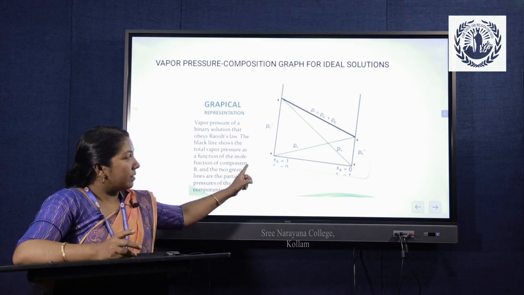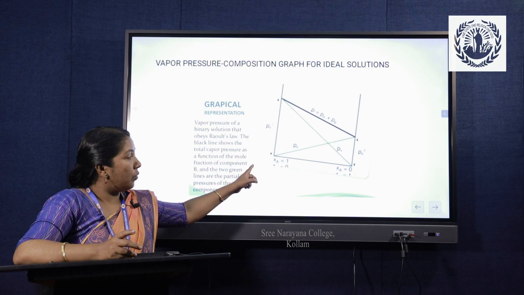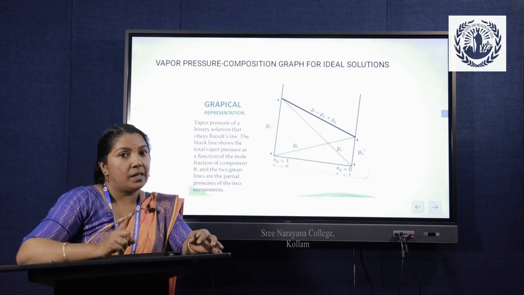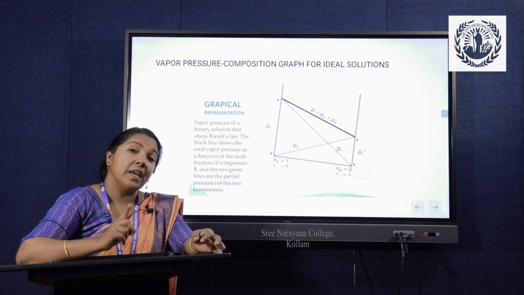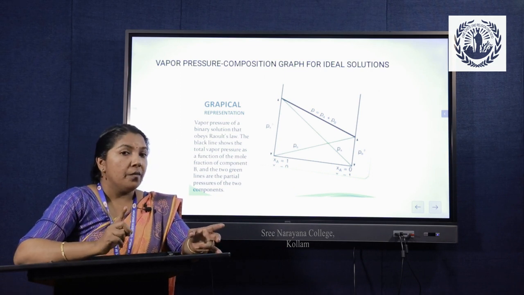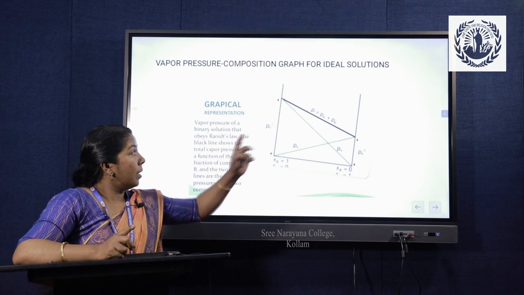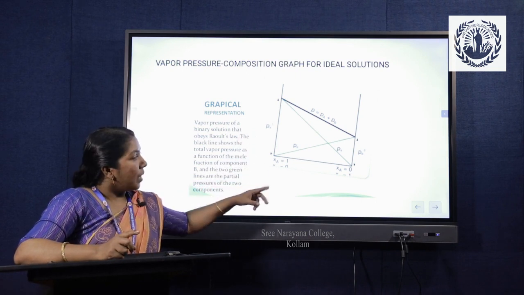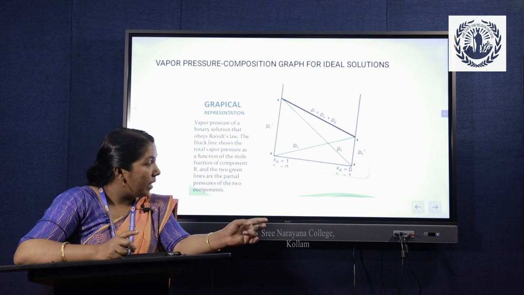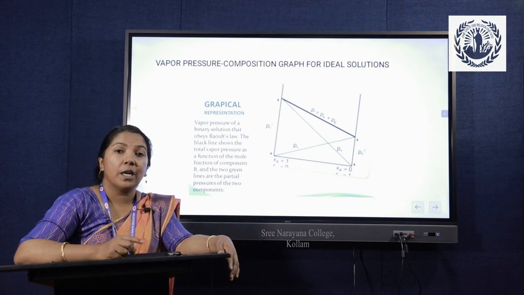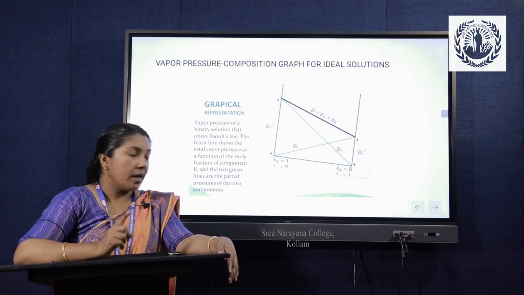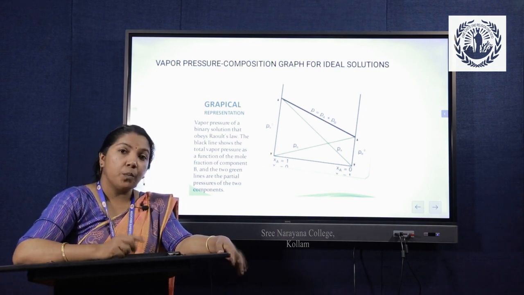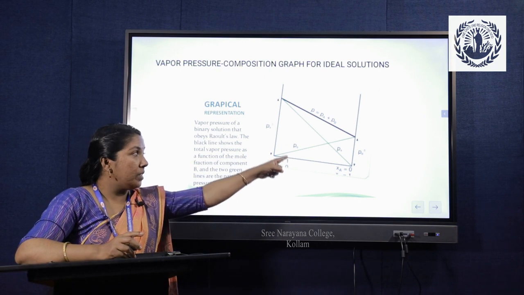Here on the x-axis, we have given xA equal to 1 and xB equal to 0. That means only one component is present at the left hand corner, that is, only A is present. So the vapor pressure corresponds to P0A, that means the vapor pressure of the pure component. On the right hand side, we have written that xA equal to 0 and xB equal to 1. That means only one component is present, which is B. So the vapor pressure corresponding to pure B is P0B, which is shown there.